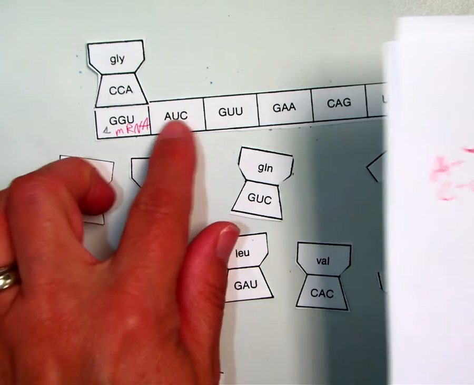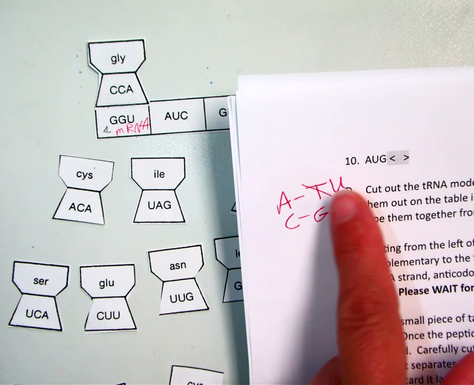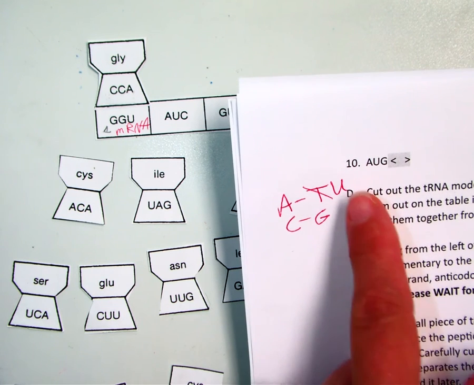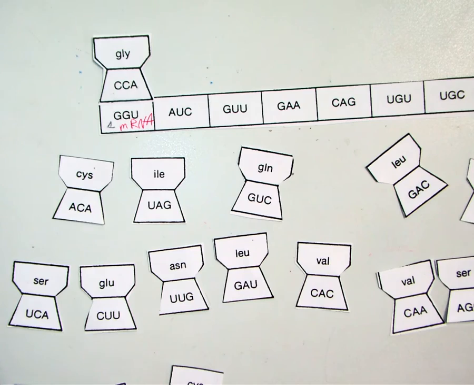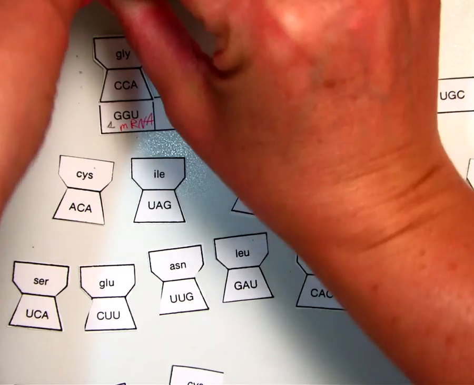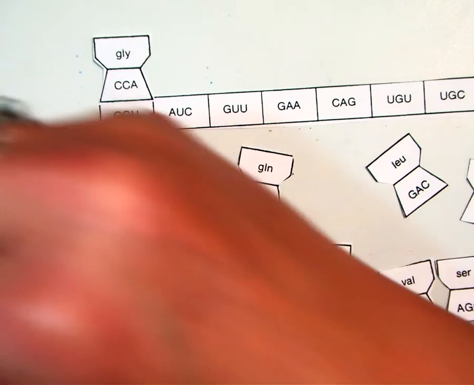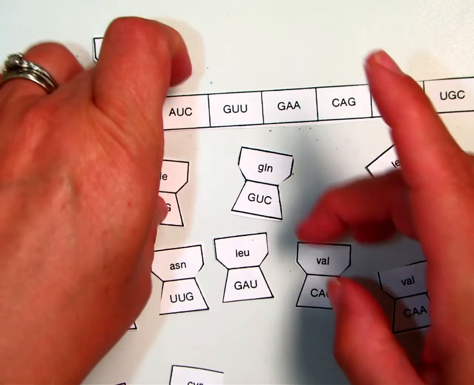And then it says to do the same for the next messenger RNA codon. So we got AUC. What goes with A? U. What goes with U? A. And CG. So I'm looking for UAG. I got to grab another little piece of tape. I have a little tape dispenser. Just going to rip this in half, the tape. UAG.